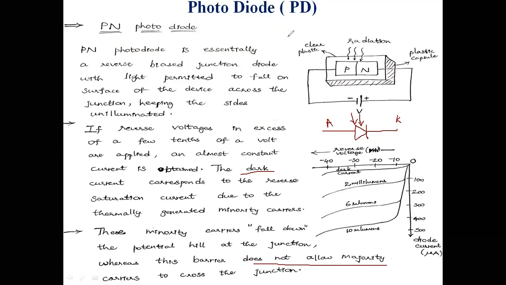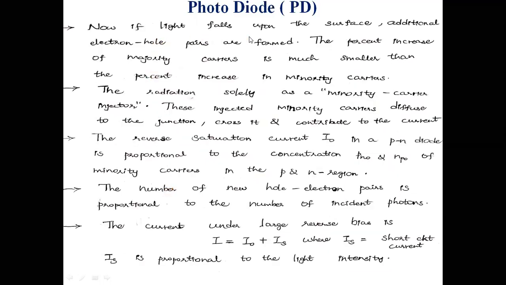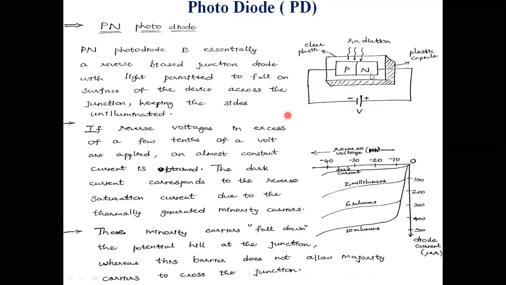Now if light falls upon the surface, additional electron hole pairs are formed. If light falls upon this surface, additional electron hole pairs are going to be generated.